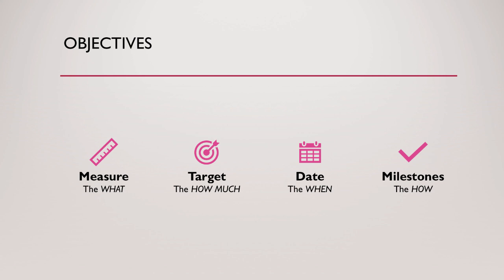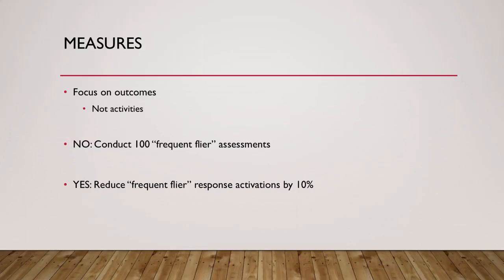Now let's focus on the measure a little bit. So our measure is the what. What are we doing? So under performance management, your measures should focus on outcomes and not activities. It's really easy to just write an objective that is activity focused. It's kind of where we tend to go first, and it's kind of the easy route, right? Path of least resistance. Let's focus on activities. But for performance management, we really want to focus on outcomes.